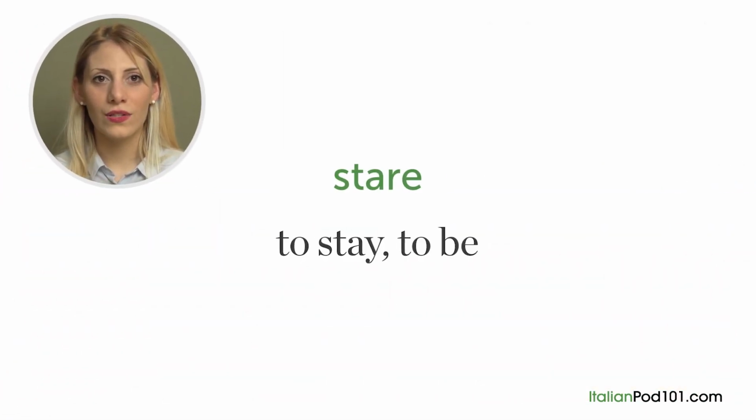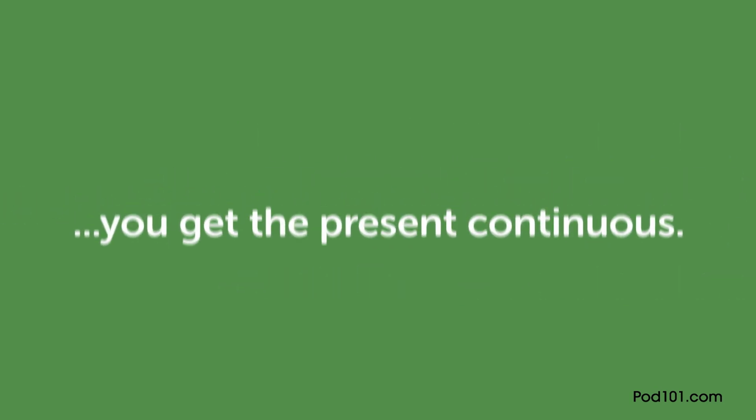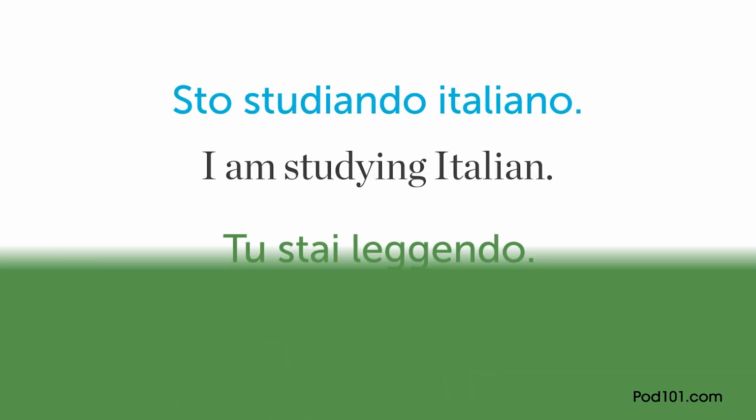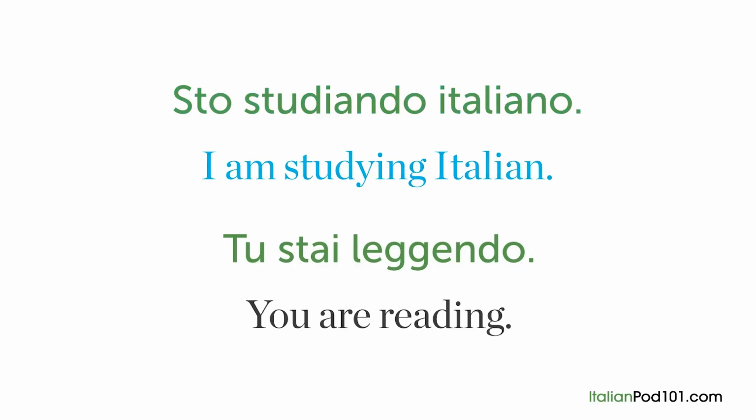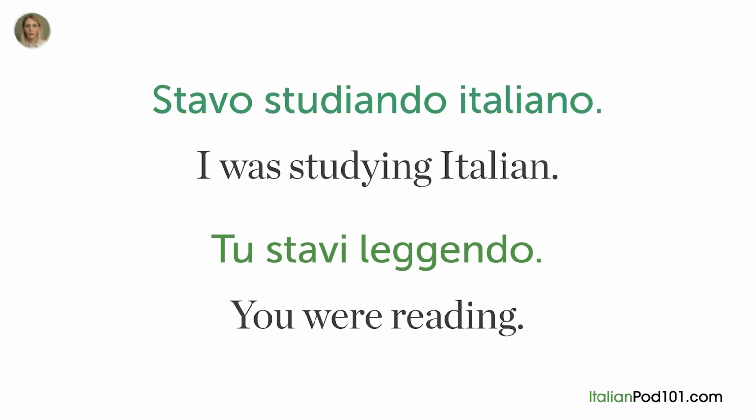Another way you can use the gerund is combined with the verb stare, to stay, to be. If you combine the present tense of stare and the gerund, you get the present continuous. For example, sto studiando italiano. I am studying Italian. Tu stai leggendo. You are reading. If you combine the imperfect tense of stare and the gerund, you get the past continuous.